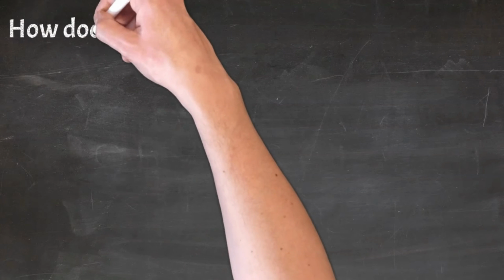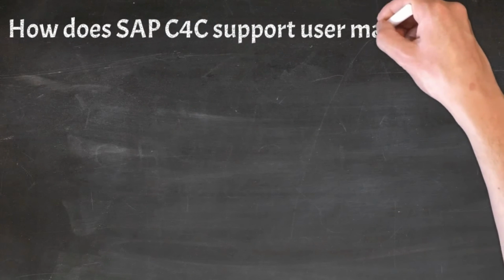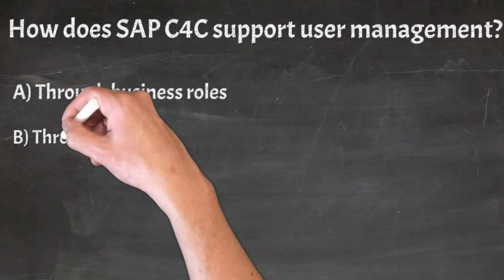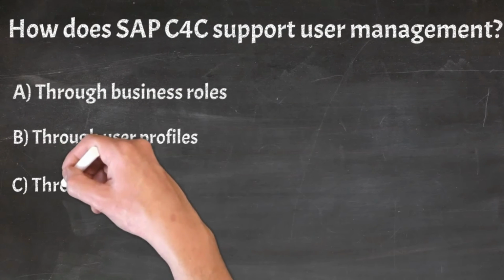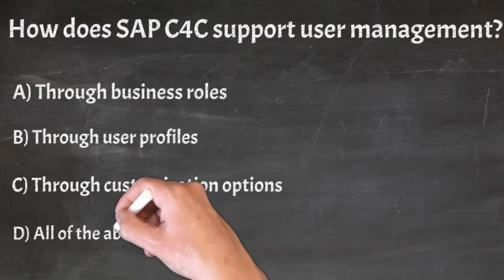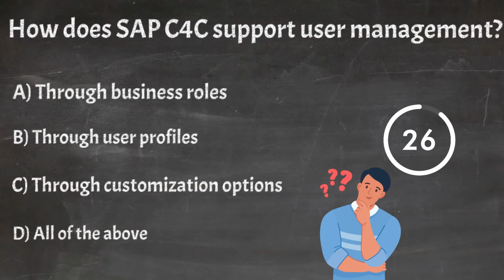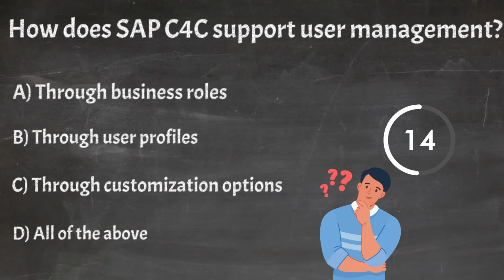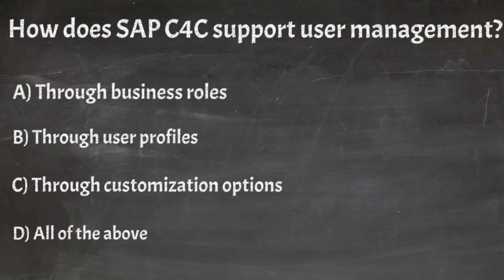Question 30. How does SAP C4C support user management? A. Through business roles. B. Through user profiles. C. Through customization options. D. All of the above. Correct answer D.